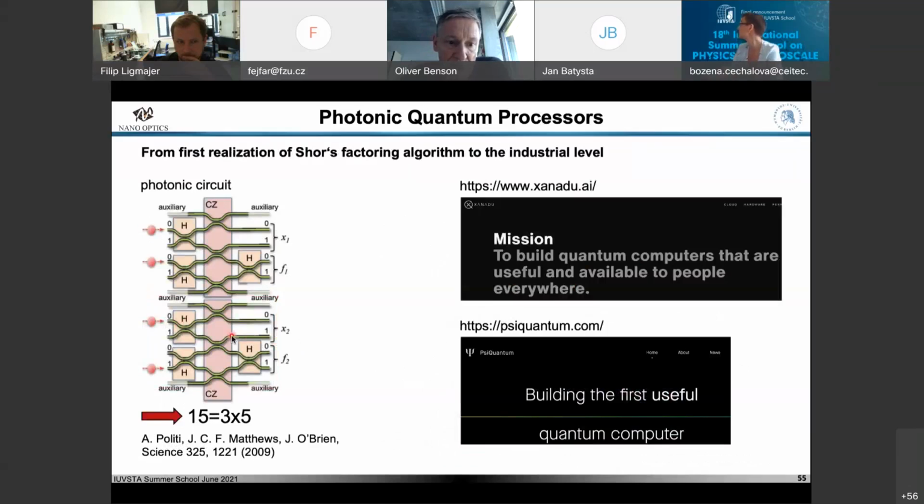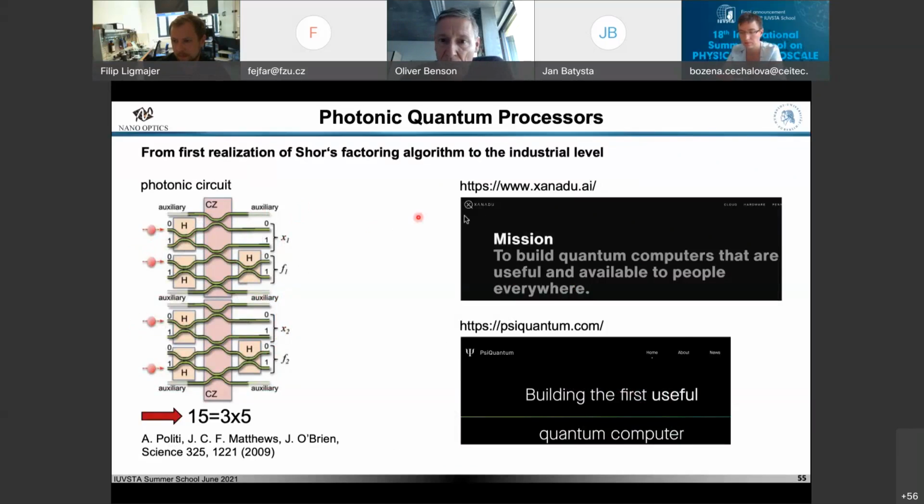And this is basically what you see in some of the first realizations of photonic quantum gates. You have sources that you send in identical photons, you have detectors, and you have some waveguides with beam splitters. And that's basically the ingredient that we need.